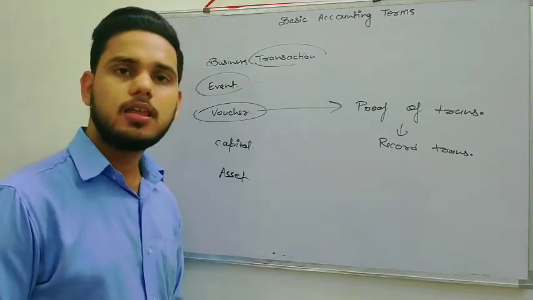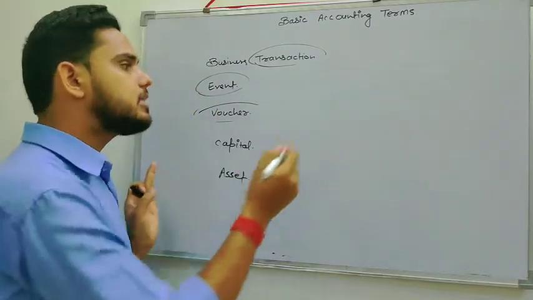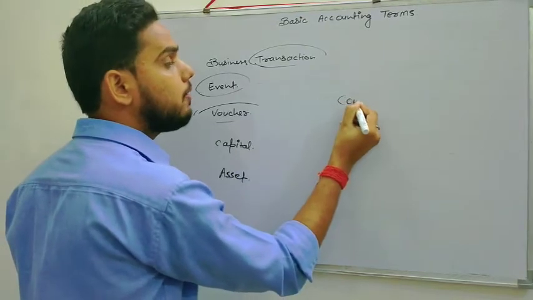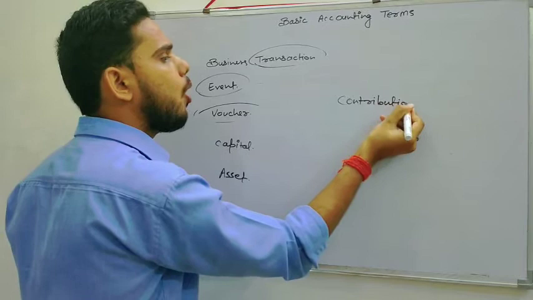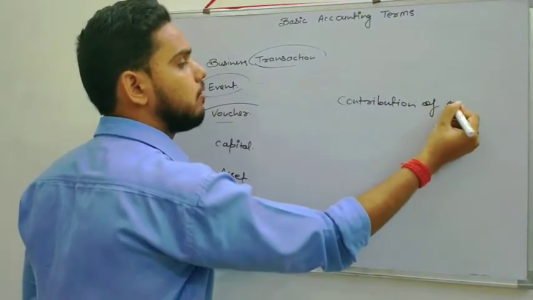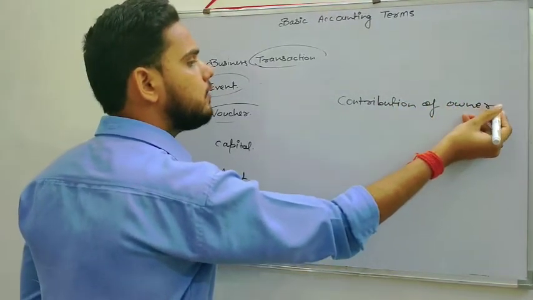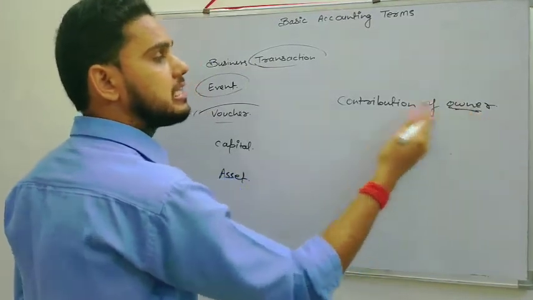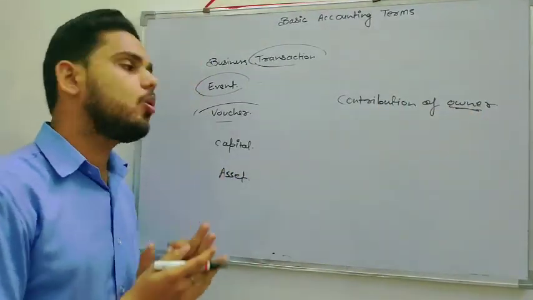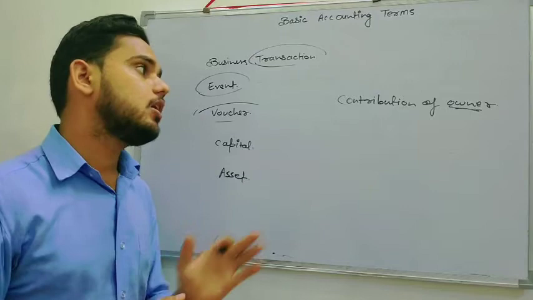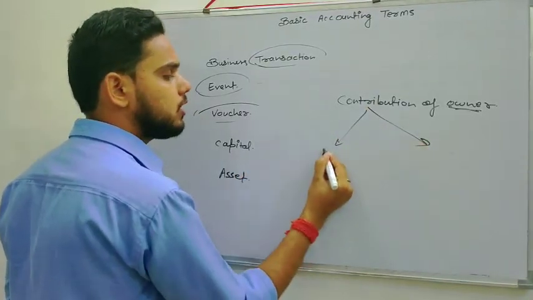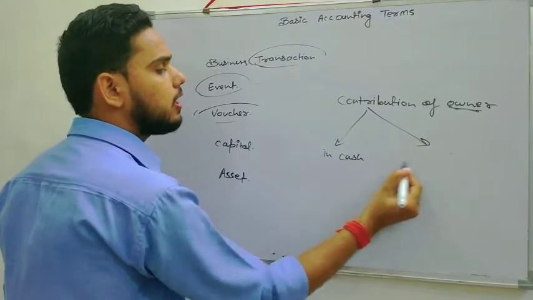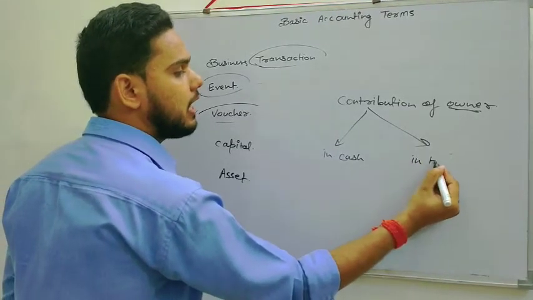Now let's see the capital. Capital is a very simple thing. You have to remember only three words: contribution of owner. Means whatever the owner is giving in the business will be known as capital. Now here, contribution can be of two types. Contribution can be in cash or contribution can be in kind.